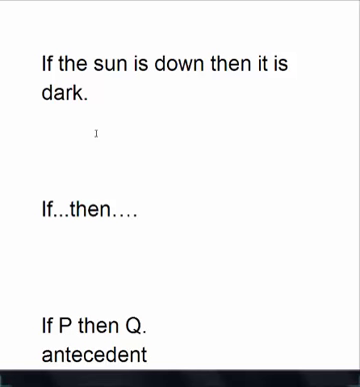However, when we think about the consequent, it is dark. That is a necessary condition for the sun being down. What does that mean? That means that if it's not dark, then we know that the sun isn't down, right? Because if the sun is down, then it is dark. So if it's not dark, then the sun is not down.